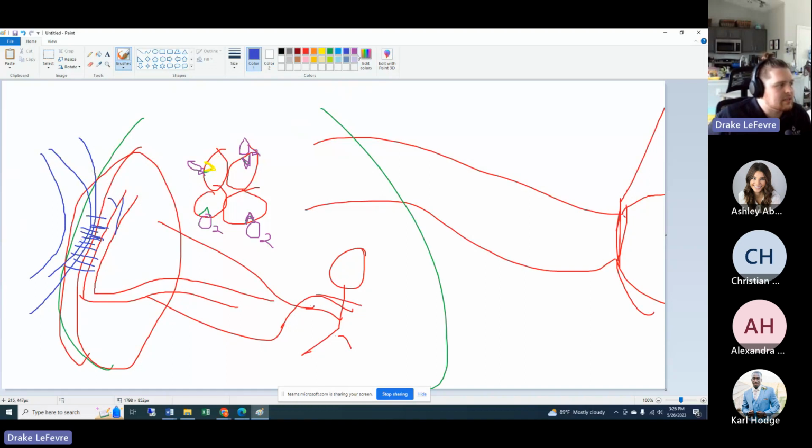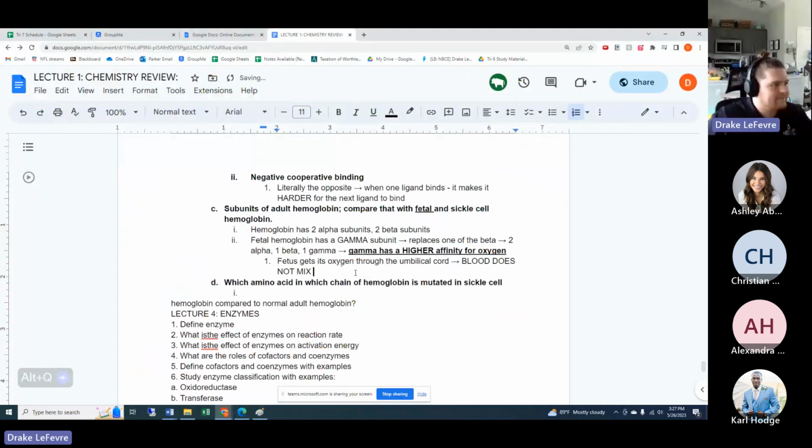Otherwise, if the hemoglobin had the exact same affinity, the adult hemoglobin would actually have higher affinity already than the baby's hemoglobin, because the baby doesn't have all the oxygen bound to it. So literally, it needs that gamma in order to facilitate oxygen crossing to get the oxygen to survive. Really cool stuff.